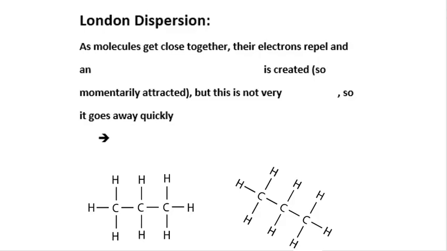London dispersion forces say that as molecules, whatever they are, get close together, their electrons repel. Honestly, it's more complex than this. See me for an explanation. I might link it in an extra video, but we can understand it by thinking of it this way. As molecules get close together, their electrons repel, and an instantaneous dipole is created.